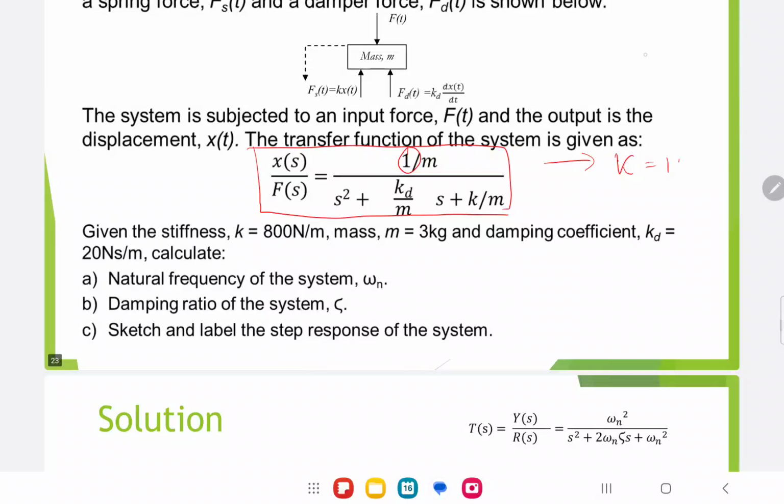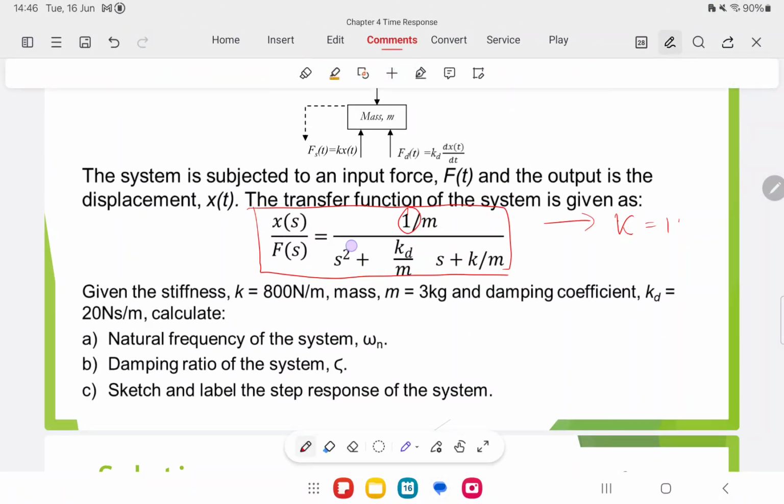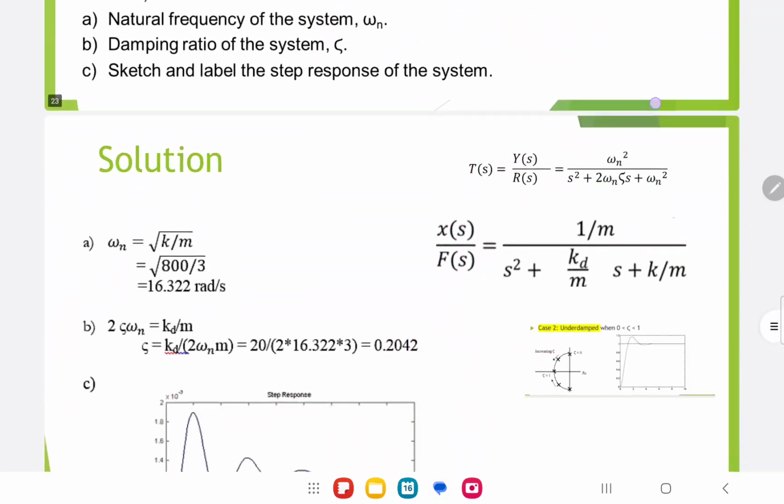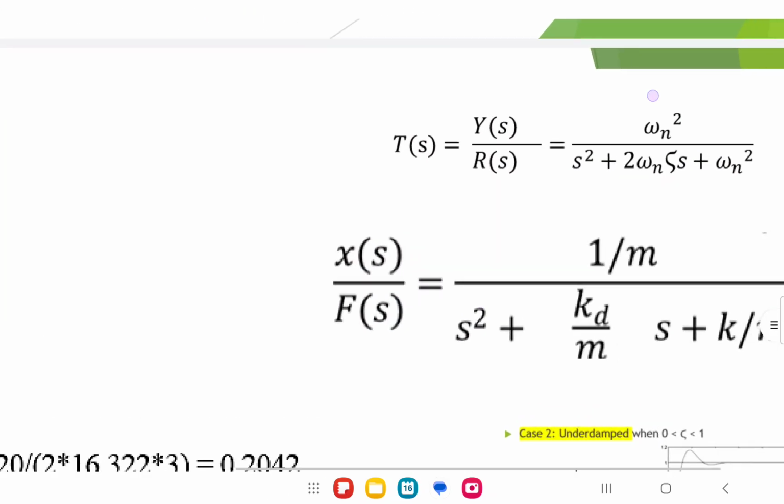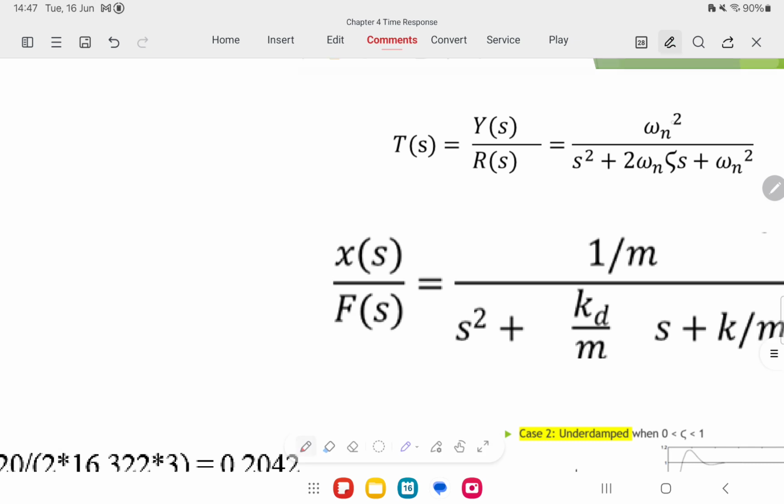Kenapa boleh tahu second order? Sebab ada S kuasa 2. So that is second order. Okay, and in here we have mass for the inertia of system, we have K for the spring stiffness, KD is for damping strength, damper, and then omega n. Benda baru yang tadi yang ni lah. Okay, sini this one we have the omega n natural frequency.